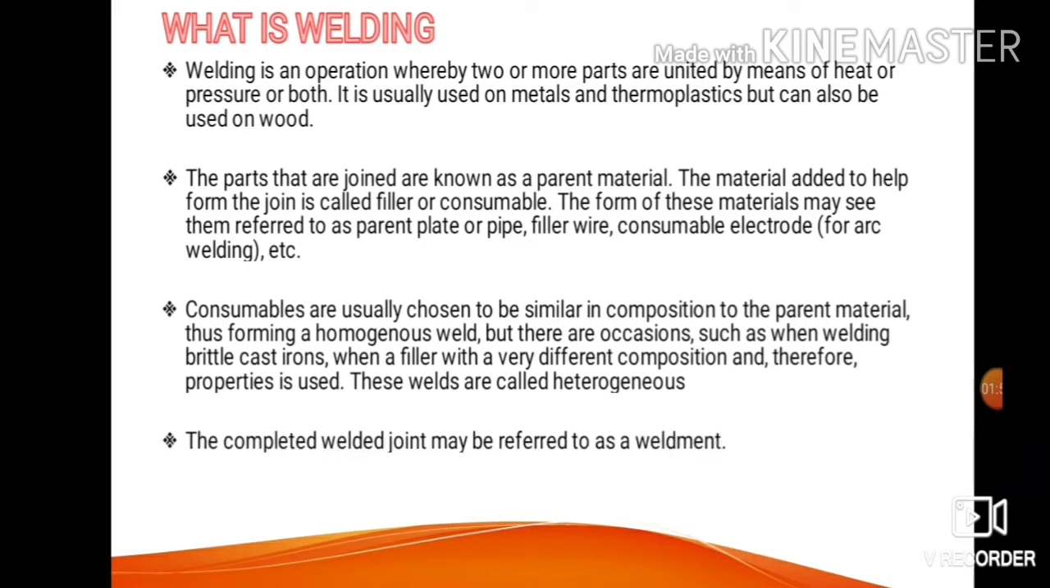Okay, so the complete welded joint may be referred to as a weldment. When our joint is complete, we call it a weldment. Okay.